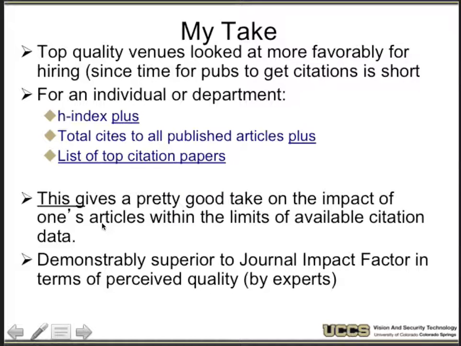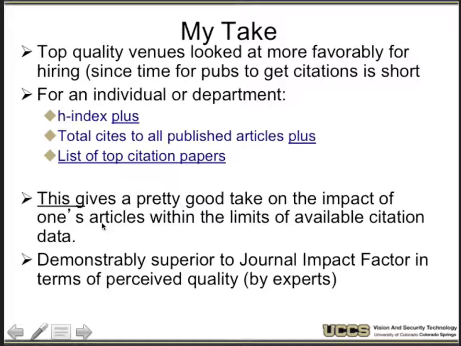If you're going to look at it for an individual or department, you take the H index plus maybe the total citations to all published articles, plus maybe look at the list of top cited papers and see how well they are doing. Total citations can be blown away by one paper with 10,000 citations, and that might have been because they just hit on a fad or got lucky. But if they have lots of papers with hundreds of citations, then you start to see a solid, repeatable research effort.